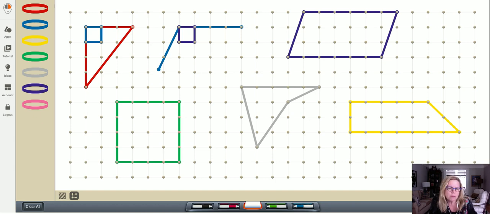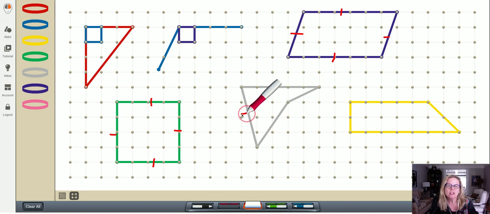Can I call them all parallelograms? Do they all have two sets of parallel lines? We'll start up here with the purple. This line is parallel to this, and this line is parallel to that. That shape is a parallelogram. This green shape, this is parallel to this, same distance apart, and this is parallel to this. So that is a parallelogram.